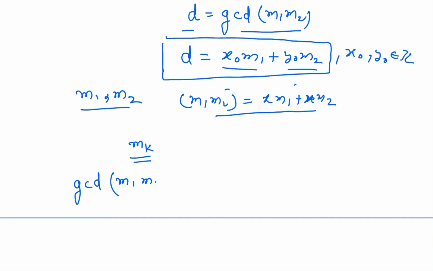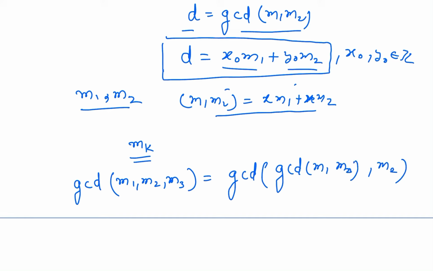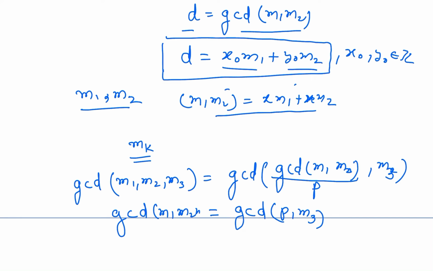M1, M2 and M3 is equal to GCD of GCD of M1, M2 and M3 outside. If GCD of M1 and M2 is P, then GCD of P comma M3 is equal to GCD of M1 comma M2 comma M3. This thing we need to prove.